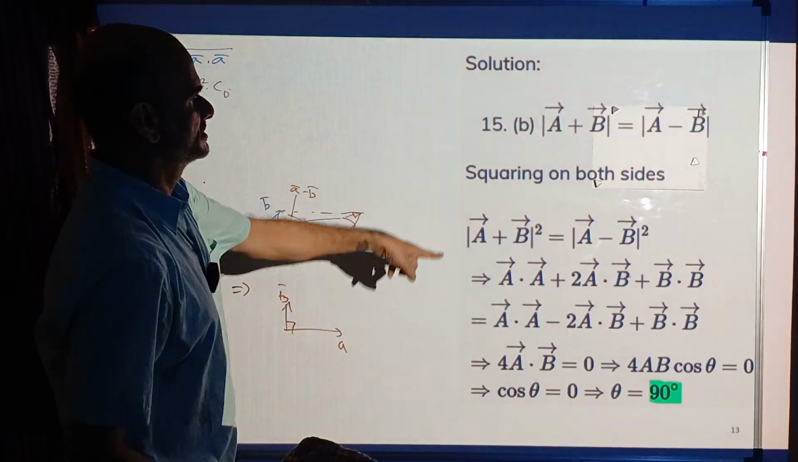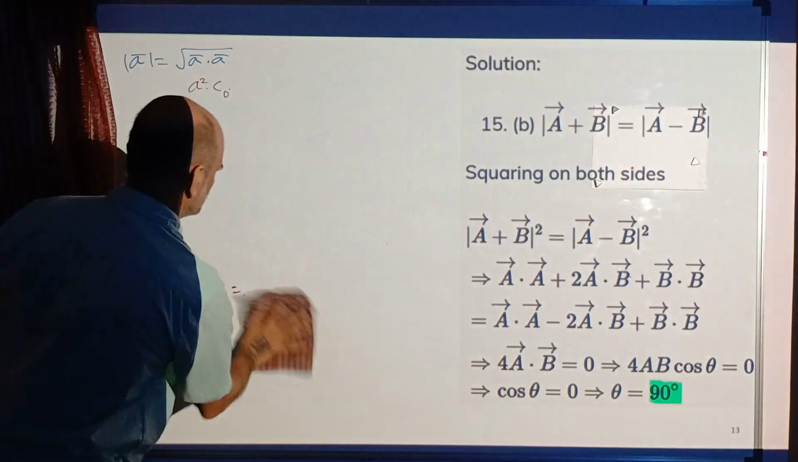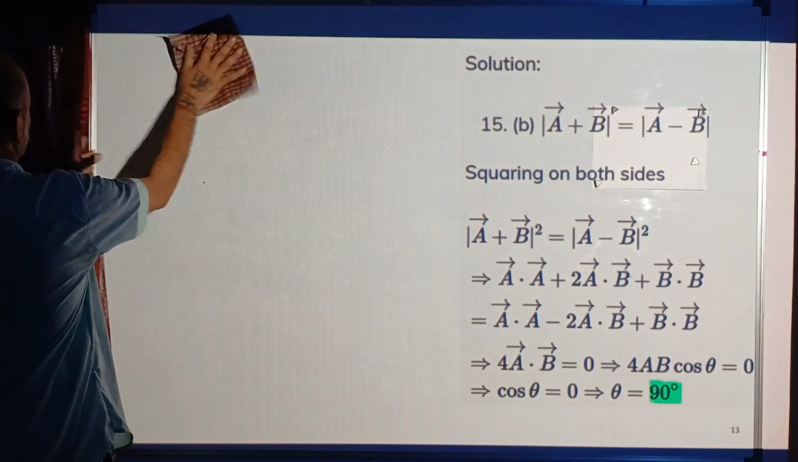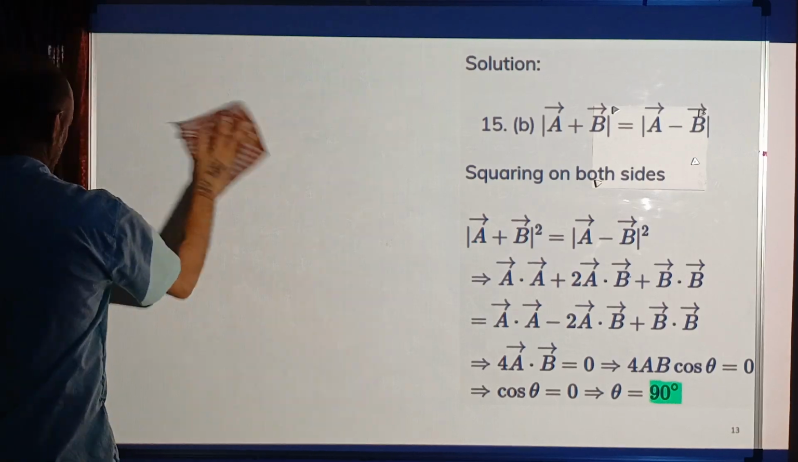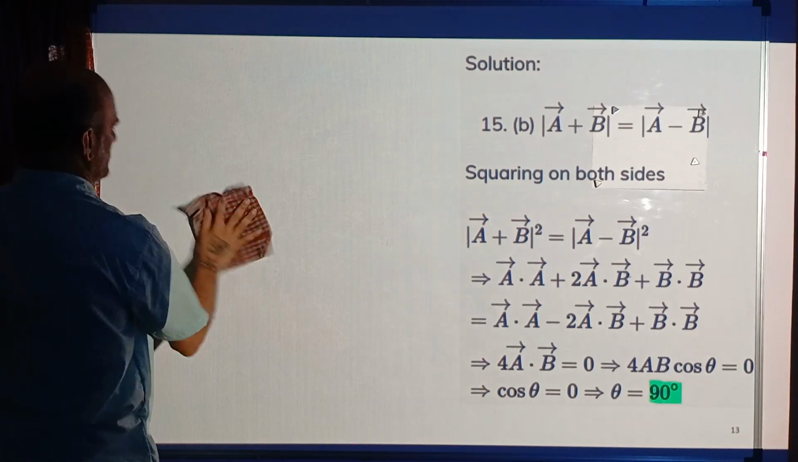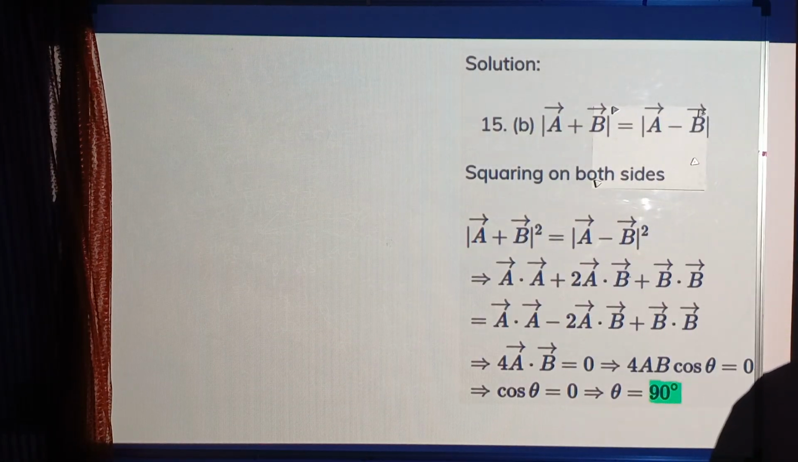So this is what is done here. Squaring both the sides. We'll take a quick look. Let's go to the next question.